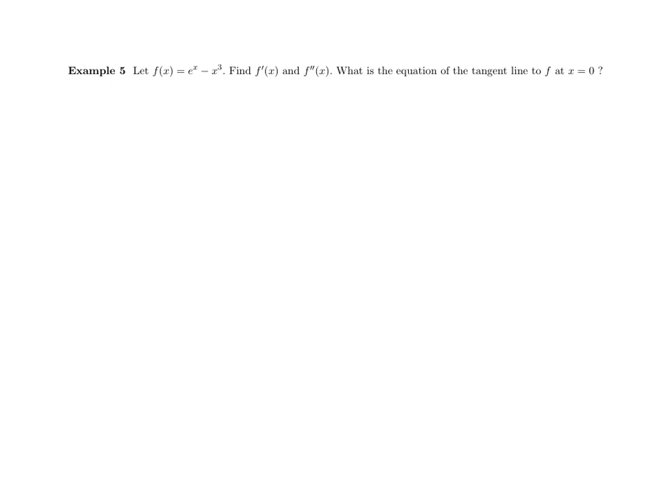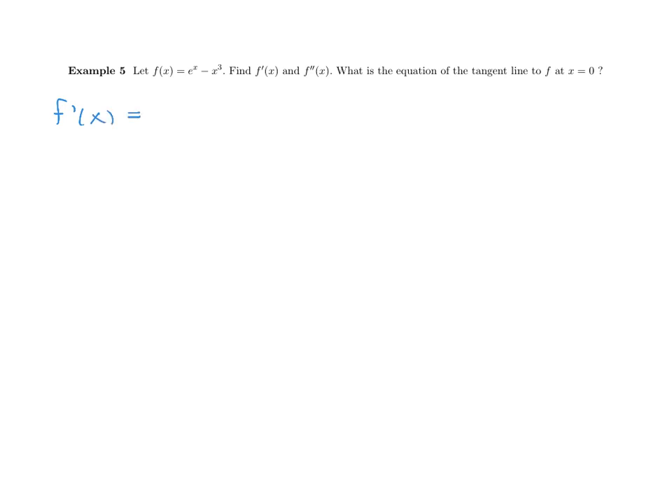In example 5, we have the function e to the x minus x cubed. I'd like to find the first and second derivative of this. And then afterwards, I'd like to find the equation of the tangent line to f at x is equal to 0. So to start with, what is f prime of x?